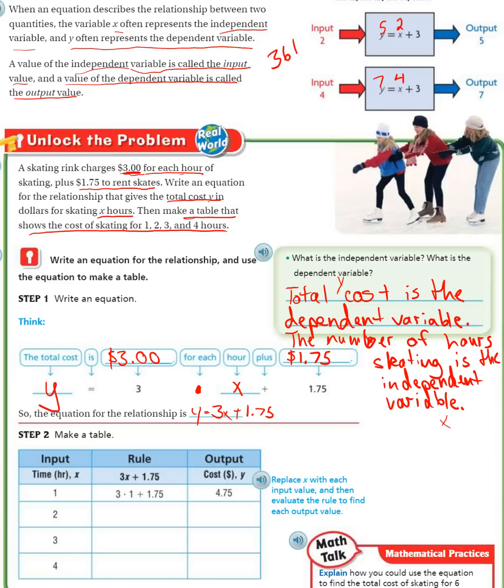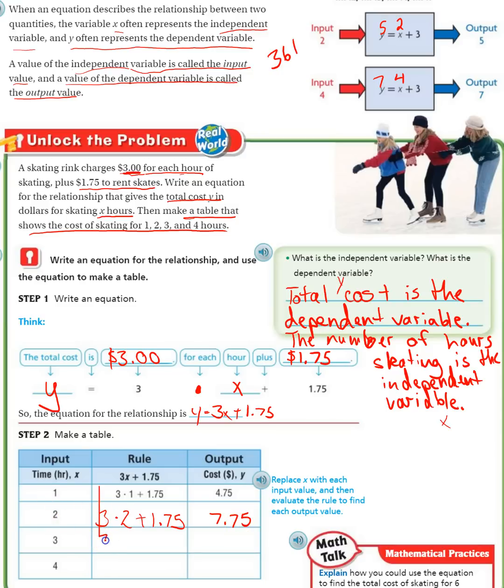Okay, so then make a table. So we have our equation here. That's considered our rule. And then we have different inputs for the amount of hours we're going to skate, and we're going to see how much it costs for different amounts of hours. So, for example, if we're going to skate 2 hours, then it's going to be 3 times 2 plus $1.75. 3 times 2 is 6, plus $1.75 would be $7.75, which is your output. So if you skate for 2 hours, it's going to cost you $7.75.